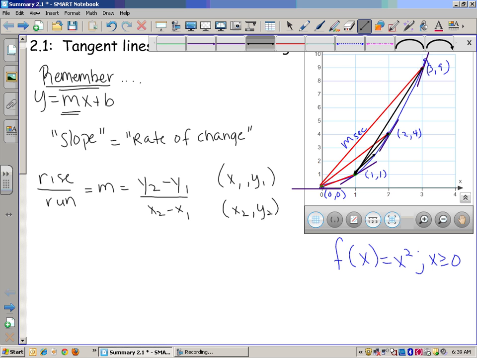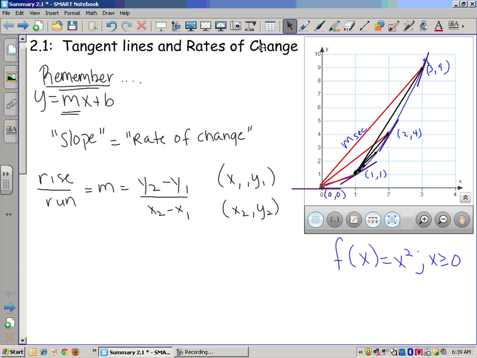And then what if I took the slope between those two, and then between those two, and then between those two? And what happens is, as I move this dot closer and closer to the point that I want it to be at, I can see that I'm going to get a much better approximation of the slope of the tangent line to the curve at x equals 1.